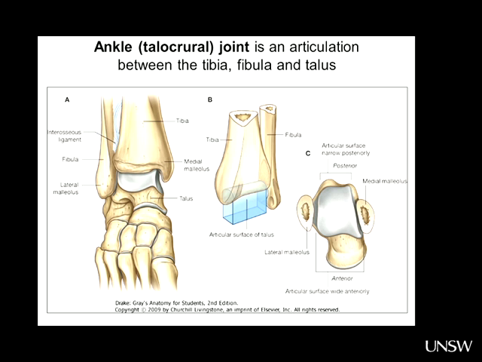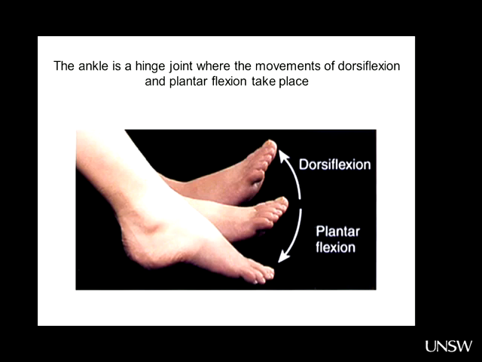So you can see here is a superior view of the talus. Something to notice here is that the trochlear of the talus is wider at the front than it is at the back, and that has implications for ankle stability. We're looking here now at our ankle joint, and as we said, it's a hinge. The movements occurring there are dorsiflexion, which is to point the toes upwards, and plantar flexion, which is to point the toes down. So when our foot is on the ground, it's in the dorsiflexed position.